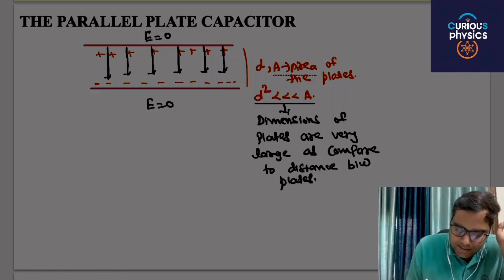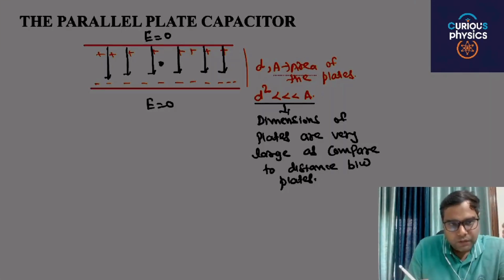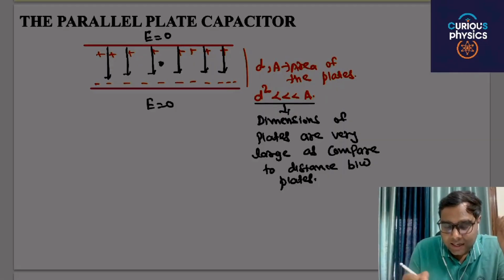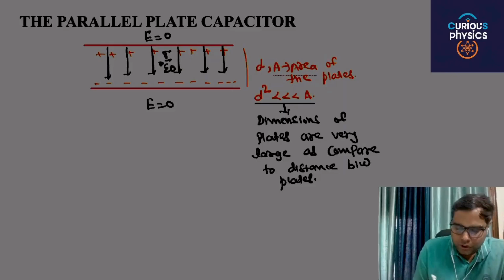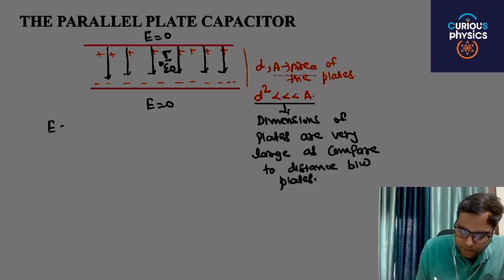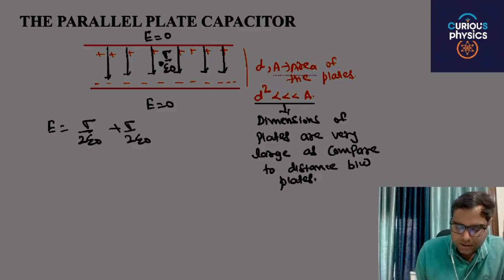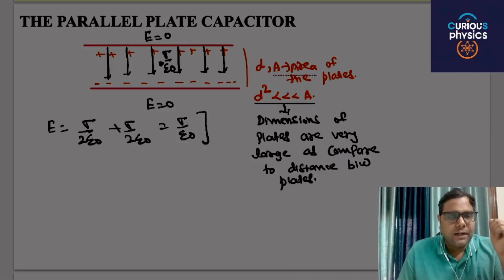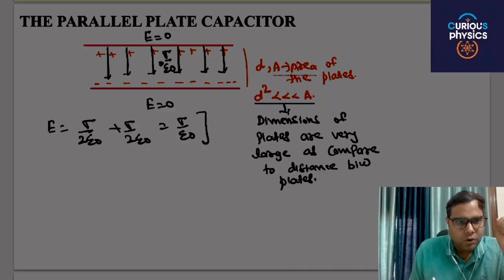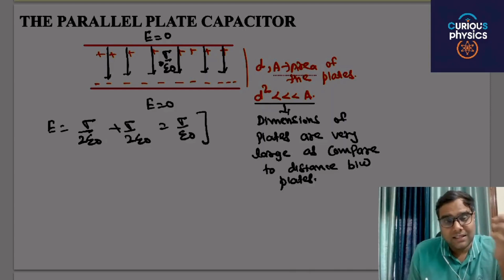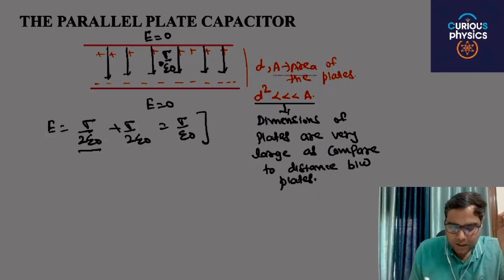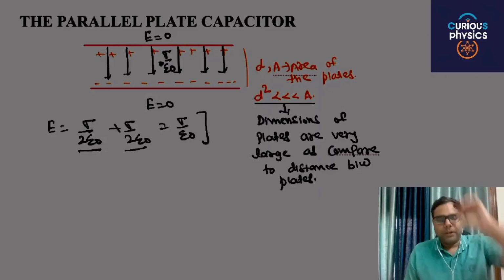And between these two plates you will get the electric field equal to sigma by epsilon naught. Why? Because the net electric field will be sigma by 2 epsilon naught plus sigma by 2 epsilon naught, which is equal to sigma by epsilon naught. This sigma by 2 epsilon naught is due to the positive charge, and this sigma by 2 epsilon naught is due to the negative charge, and the direction is the same. So we have simply added these two electric fields.